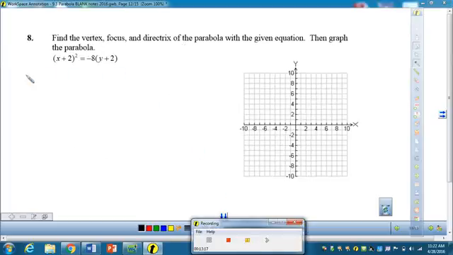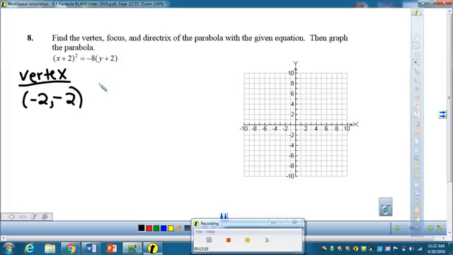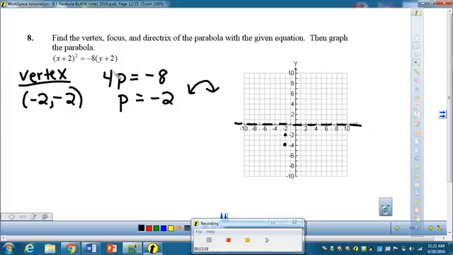Here's another one where the vertex is at a new location other than 0, 0. So the x value of our vertex is negative 2. The y value of our vertex is also negative 2. 4p equals negative 8 this time, so p is negative 2. It's an x squared equation, and p is negative, so it's going to open downward. So let's plot our vertex. We're going to go 2 spaces down for the focus, 2 spaces up for the directrix.